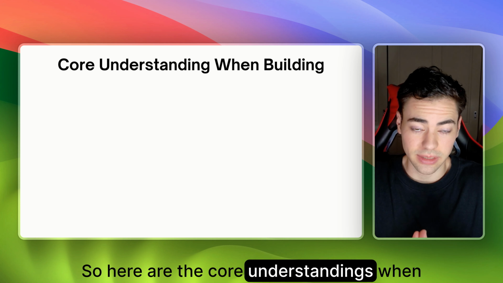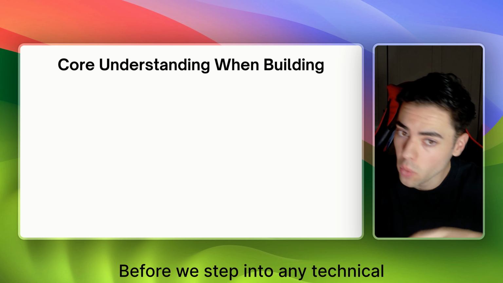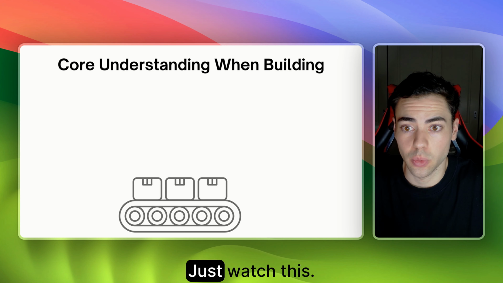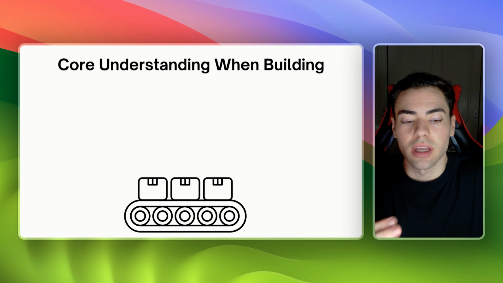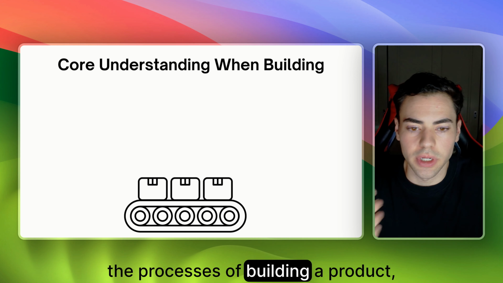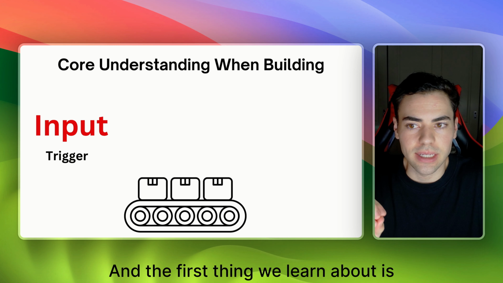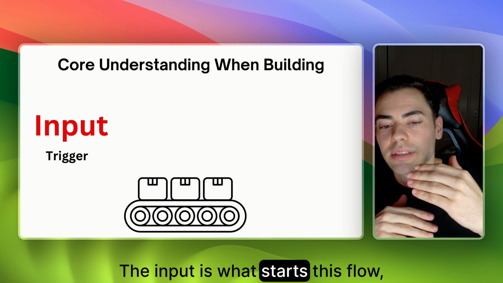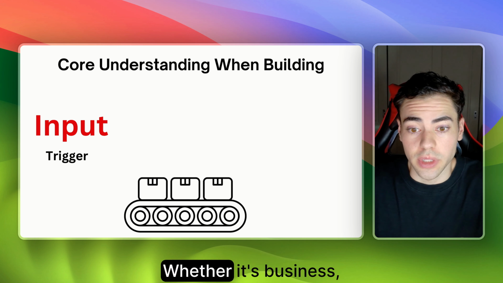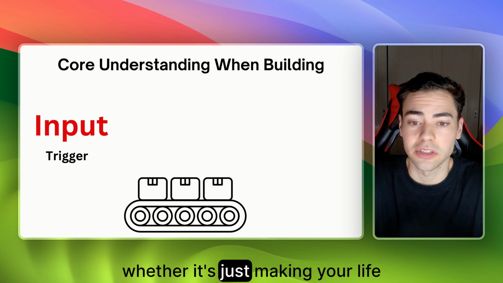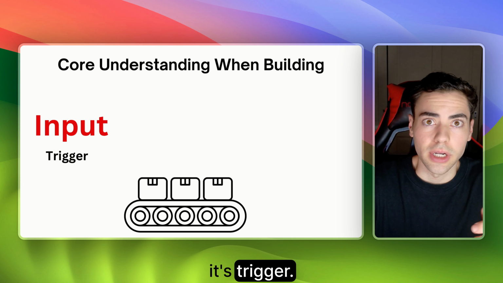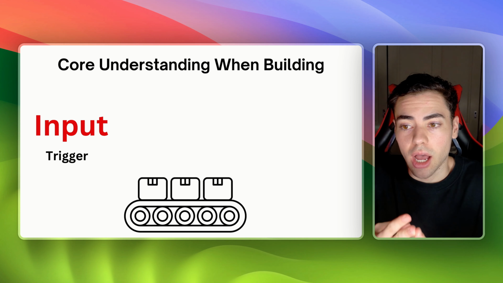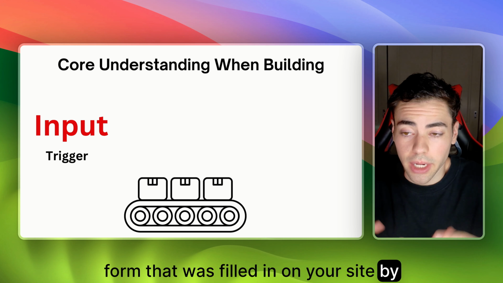So here are the core understandings when building an AI agent. Before we step into any technical terminology, I'm going to break it down really easy. Just watch this. In business, we learn about the processes of building a product, right? And the first thing we learn about is input, processes, and outputs. The input is what starts this flow, right? This workflow, whether it's business, whether it's sales, whether it's just making your life easier. It's a trigger. This can be anything from a message. This can be a form that was filled in on your site by a customer.